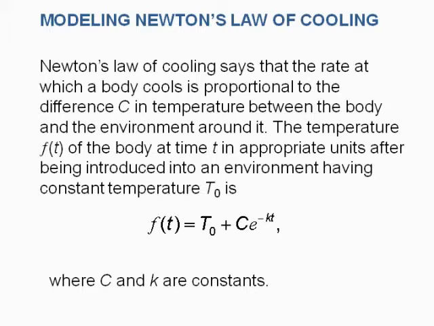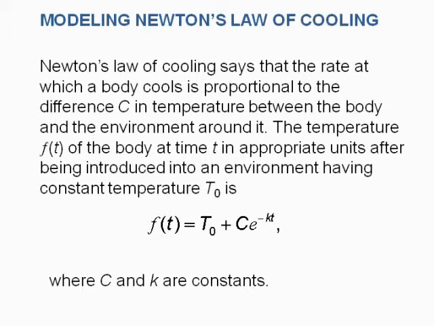So Newton's law of cooling states that the rate at which a body cools is proportional to the difference in temperature between the body and the environment around it. The temperature f of t of the body at time t after being introduced into an environment having constant temperature T sub naught is modeled by this function: f of t equals T sub naught plus C e to the minus kt power.